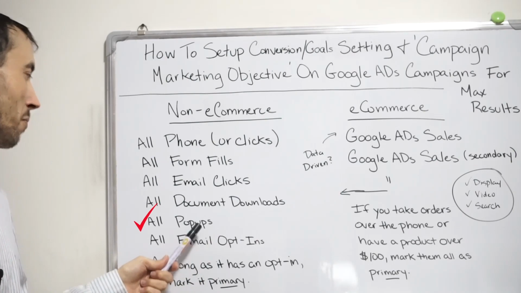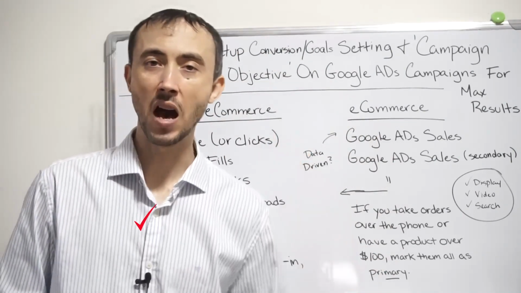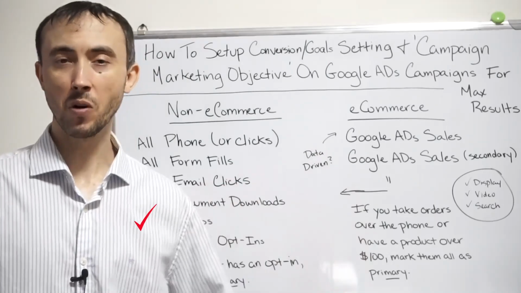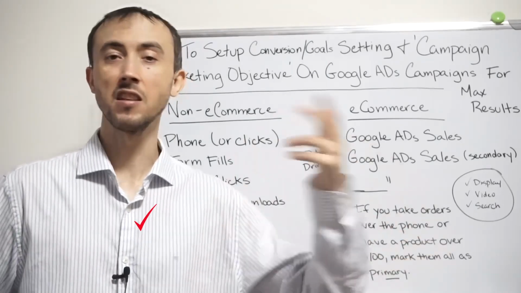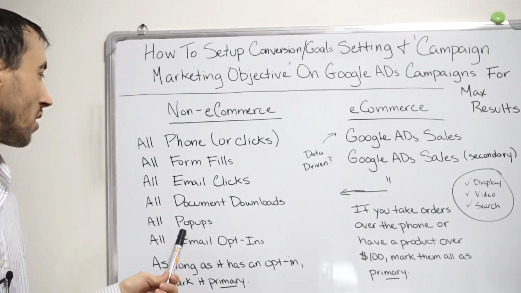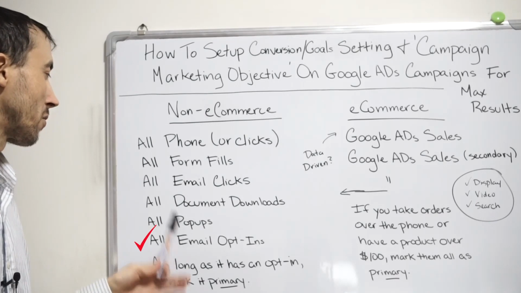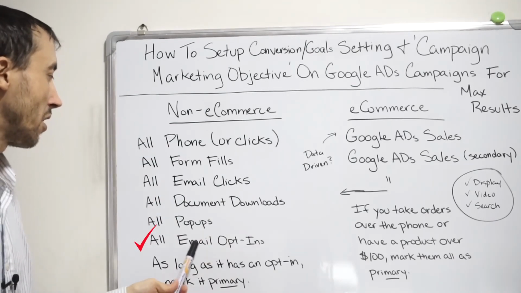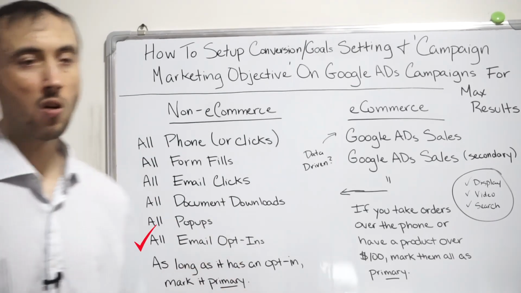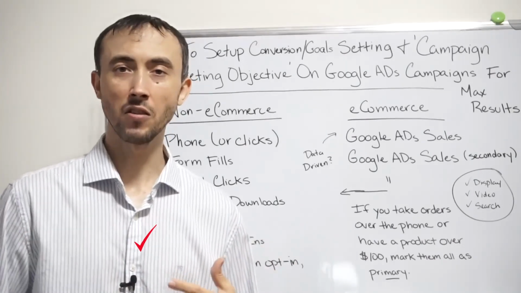Pop-ups. If you have any pop-ups that show up on your page that try to get people to opt in for a discount, a prize, a contest, an ebook, you've also got to track all those. And if there's multiple, you got to track them all. You can see the common theme in all this. Email opt-ins. So if you have a newsletter, you have an opt-in for that. Of course, you got to make sure to track those.